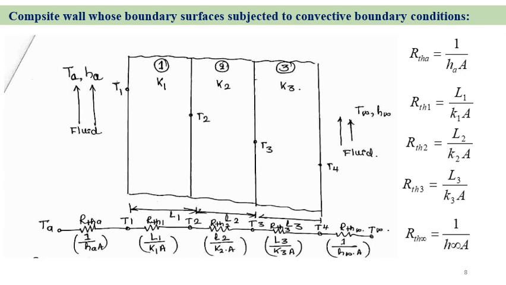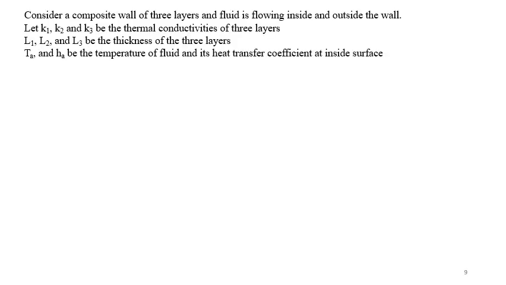So here we get the resistances R_thA, R_th1, R_th2, R_th3 and R_th infinity. I hope you understood this. This is the explanation I gave in the previous slide.